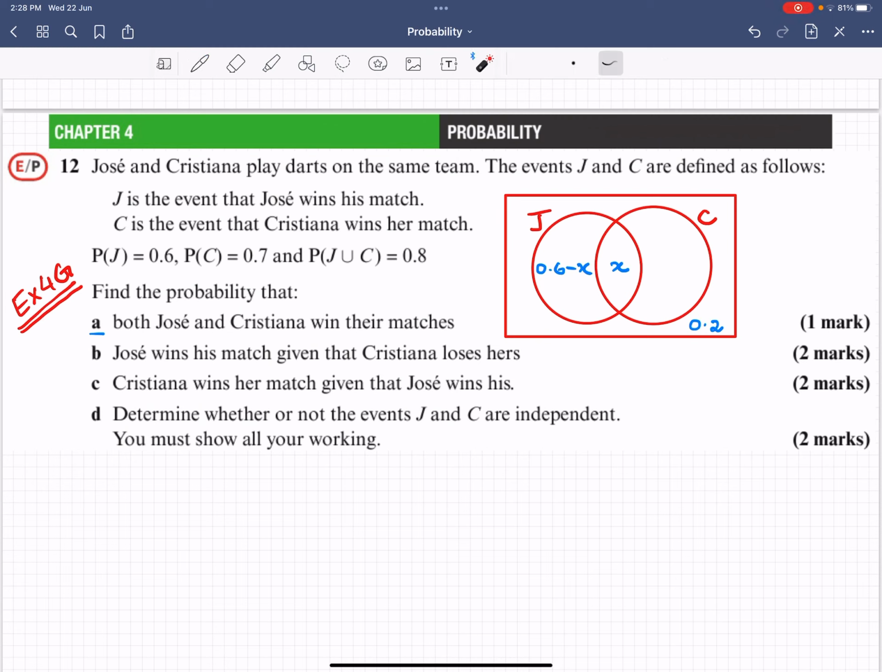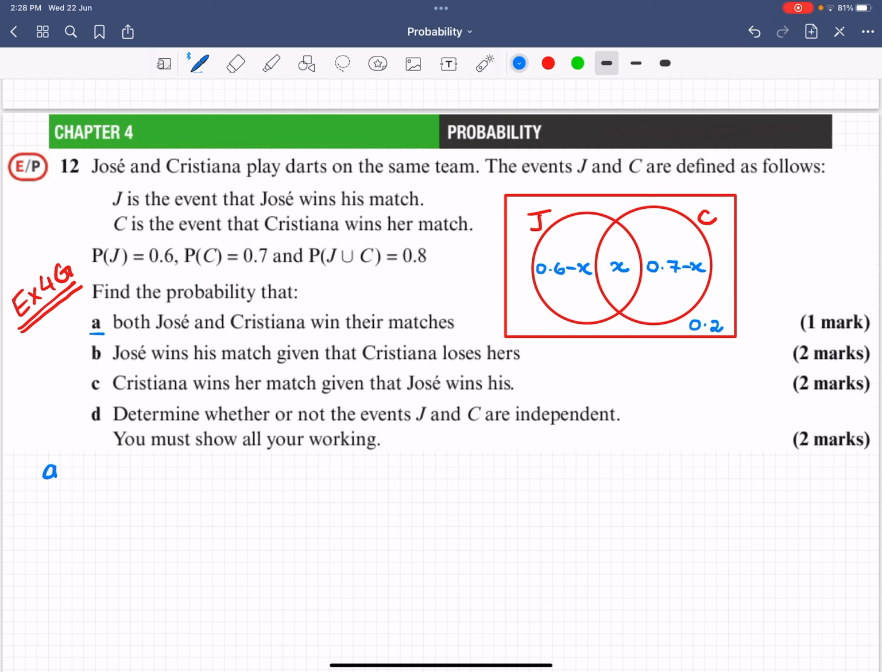Likewise, the probability that Christina wins is 0.7, so the probability of this whole circle is 0.7. Therefore, the probability that only Christina wins is 0.7 minus X. So 0.7 minus X. It's given that J union C is 0.8, so let's set up an equation.